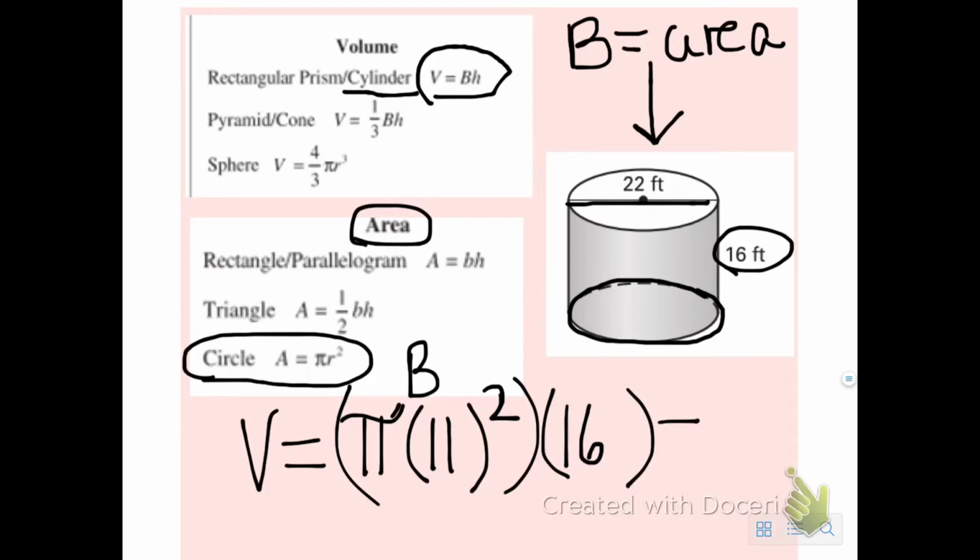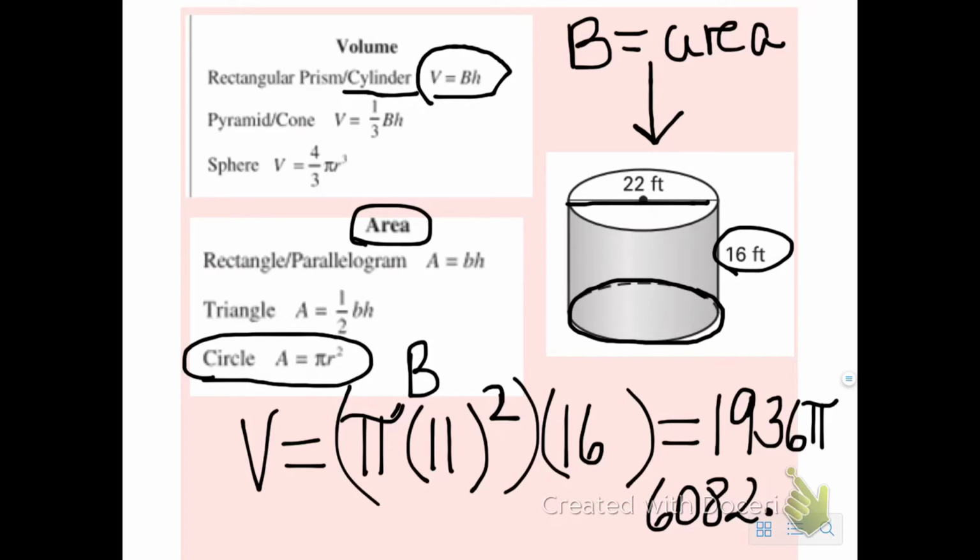So all we have to do to find the volume is get our calculator out and multiply pi. So hit shift and the pi button times 11 squared times 16. And that tells us our answer is 1,936 pi. And if we want to get the estimated value, we would hit the S-D button. And that's going to give me another answer of 6,082.12, so we'll round it to the tenths. So that's how you find the volume of a cylinder.